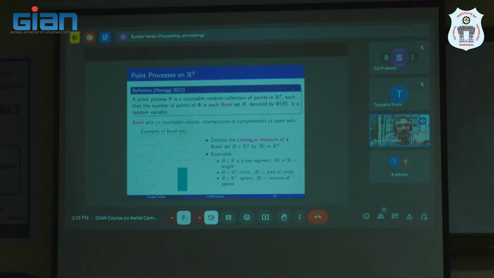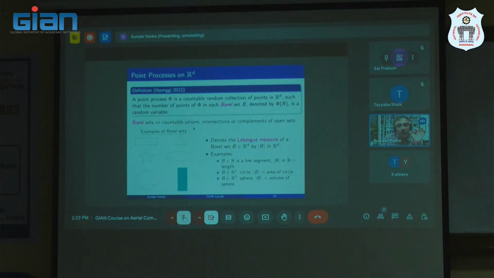So now what is a Borel set? Technically, a Borel set can be written as a countable union, intersection or complements of open sets. Countable means you can assign a natural number to it. You can say there are five unions or six unions, or countably infinite; it's a countable operation. I don't want to say anything more than that because it will drag us too far away.